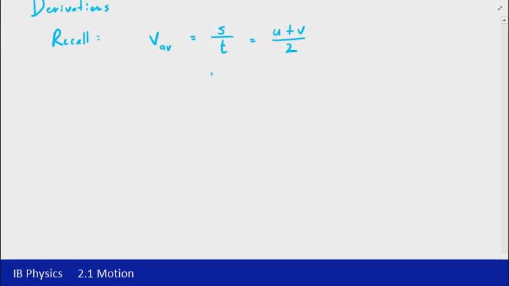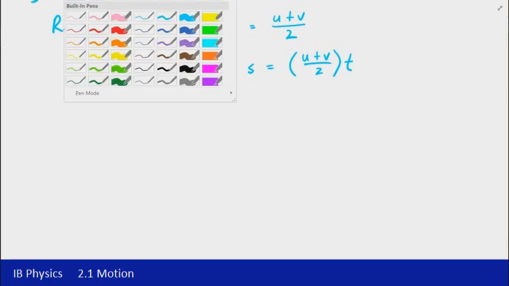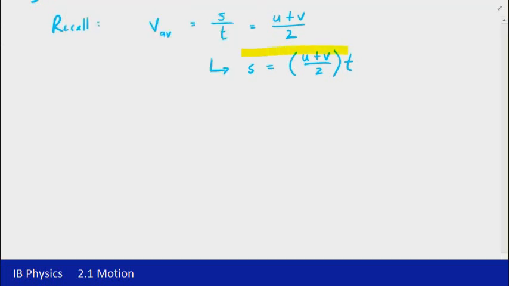But from there, we can rearrange that equation to write that distance is equal to the average velocity, u plus v over 2, multiplied by time. So there's the first one. Pretty simple, pretty straightforward. We will come back to that one in order to develop some of the other equations as well. Just to draw your attention to the fact that it is an important one, we'll highlight that. That is one of the ones that's in the data booklet.